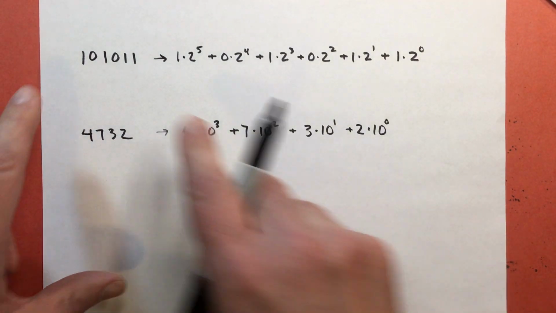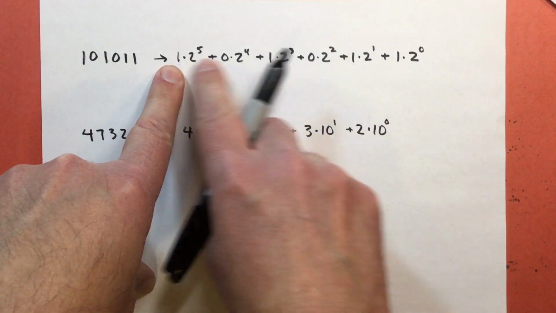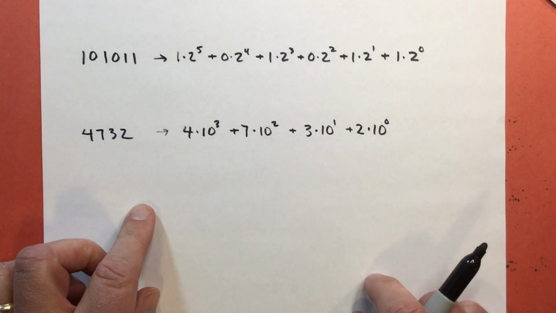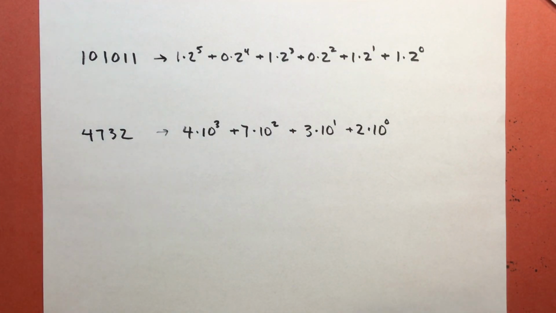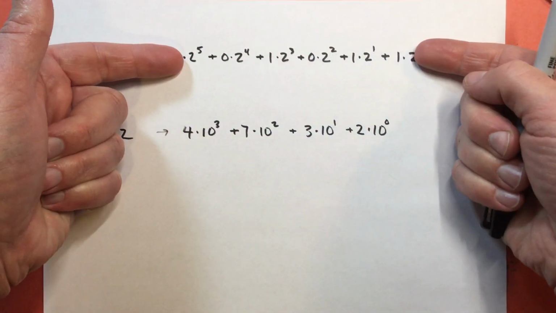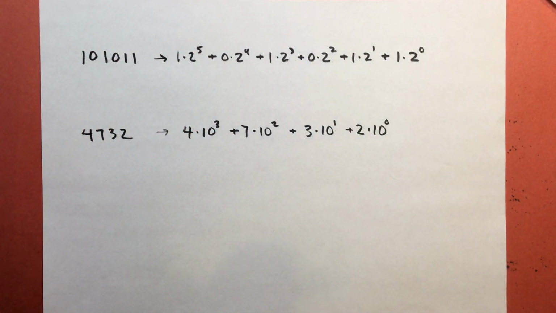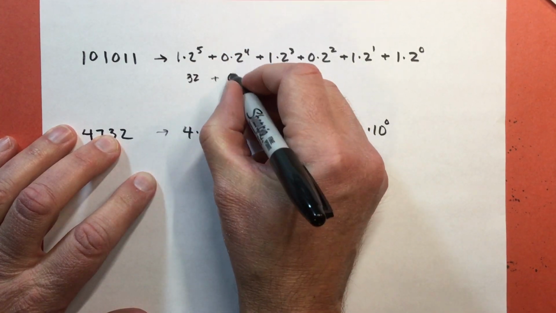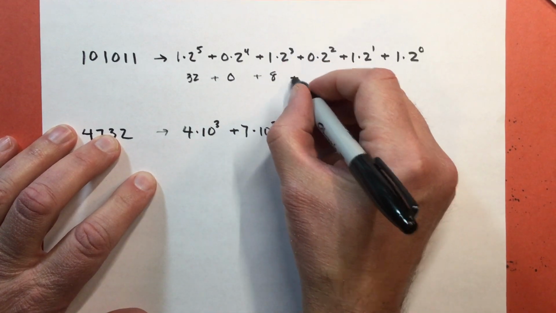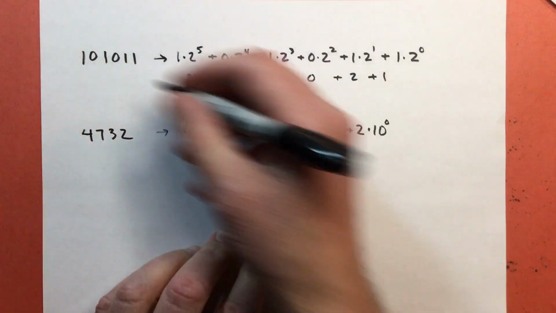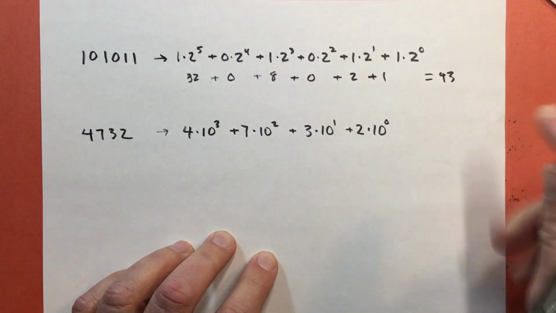So the computer would never do this. We have to do this as humans to understand what the computer's doing. And if I think about this, humans are way smarter than computers. We can take this number and figure out what it is using our base system. To me, this is 32 plus 0 plus 8 plus 0 plus 2 plus 1. So that'd be 43. This is how I would write the number 43 in base 10.